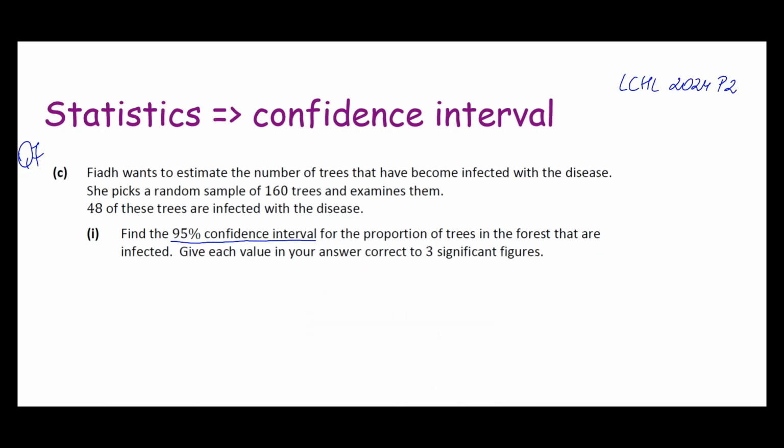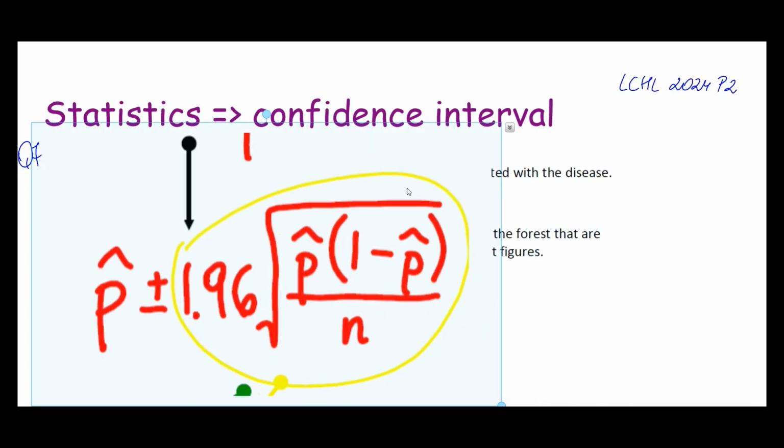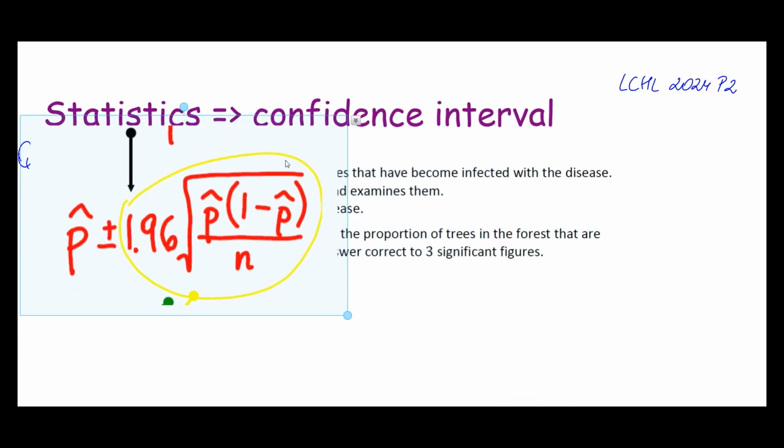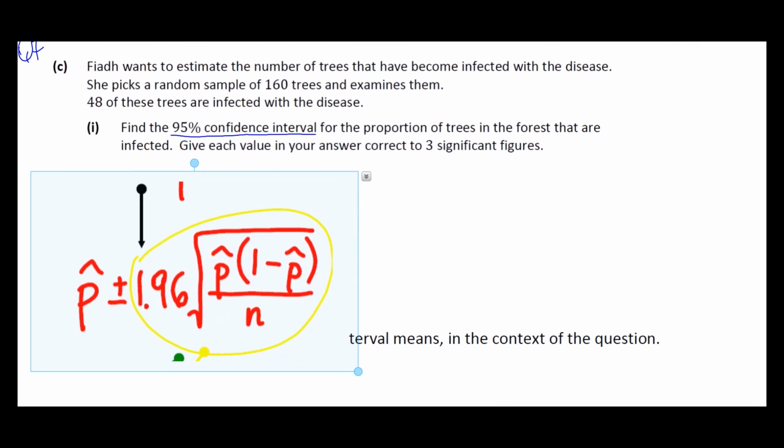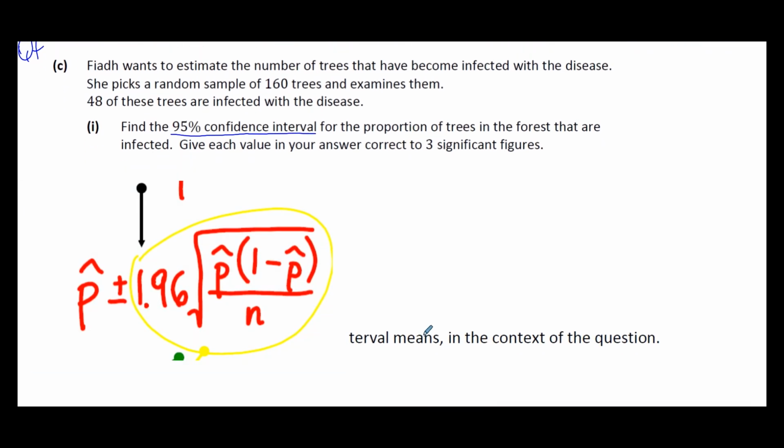What we have in this particular question is the population proportion. What does that mean? Out of 160 trees, a proportion of them, 48, are infected. So that's what that proportion means.